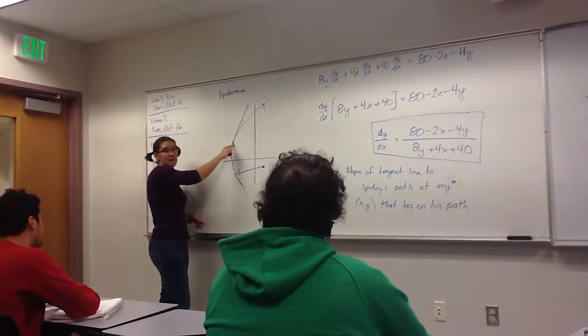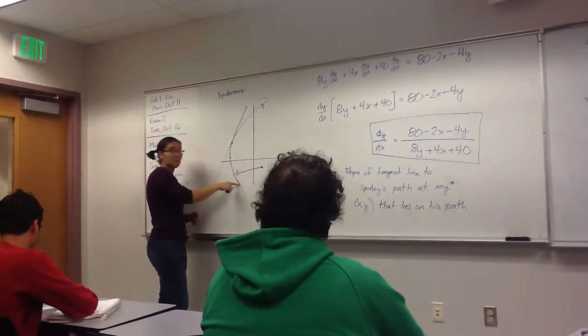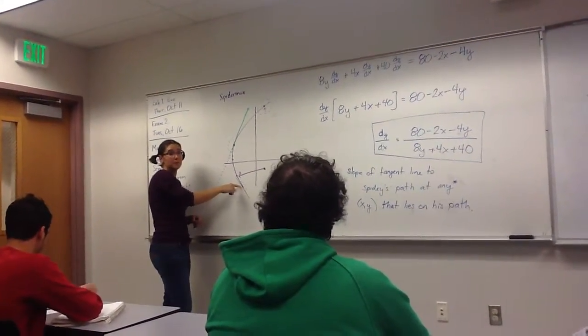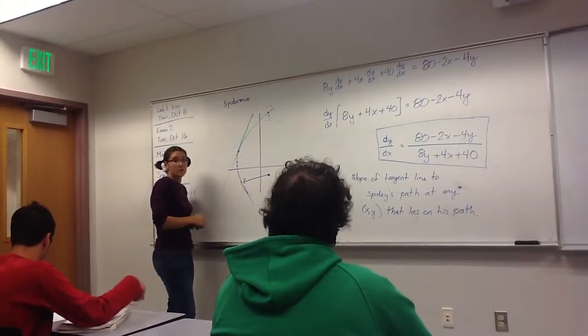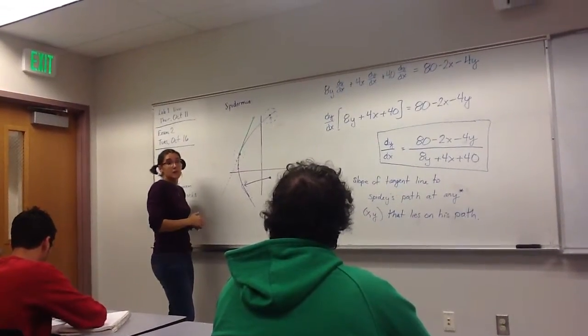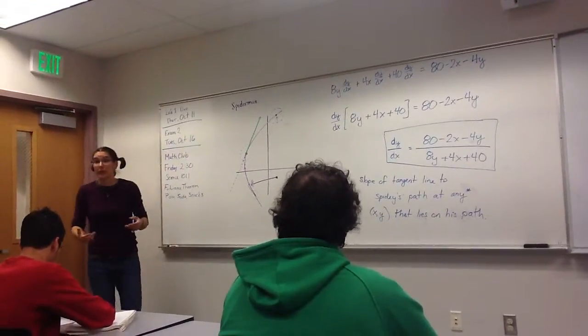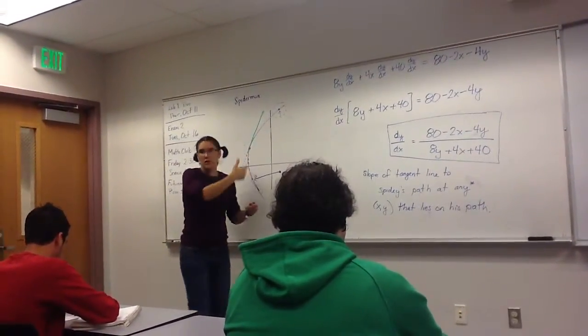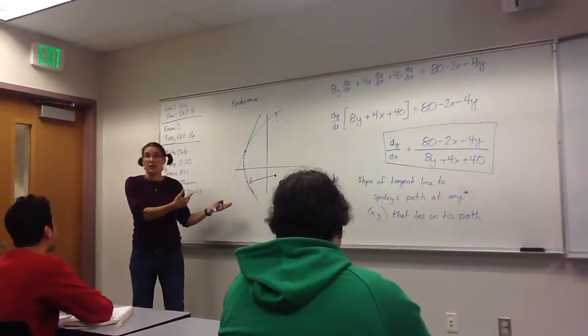This is a nice, easy point. The rest of these could be very funky values, and that could be a problem. I don't want to do that on the test. So this is actually a really cool tool. It allows us to come up with slopes for curves that are extremely crazy types of curves.